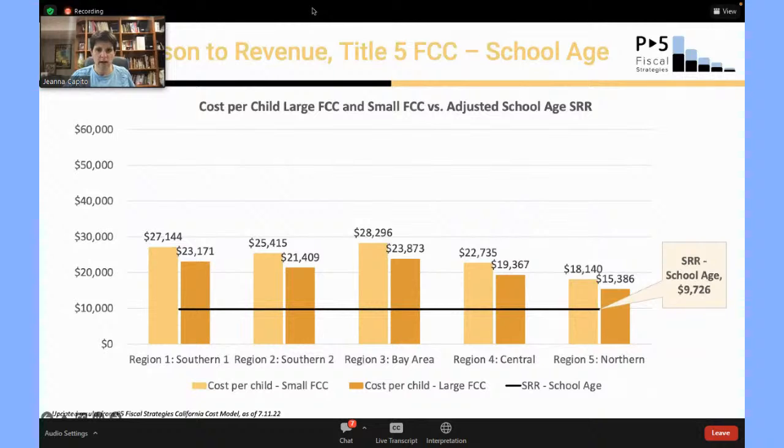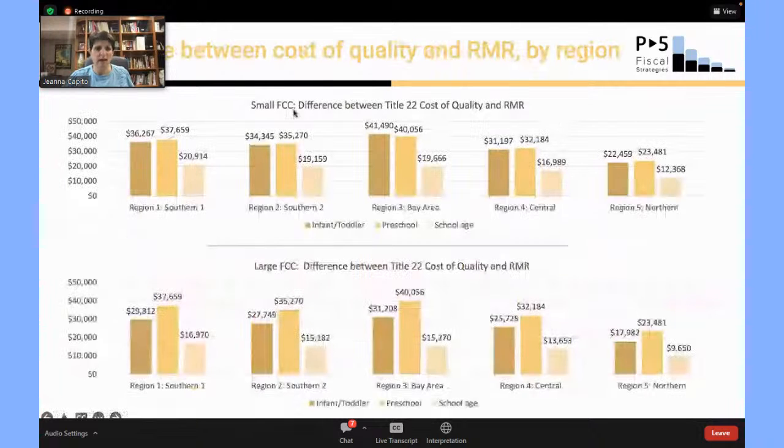All right, so the next thing that we're going to look at in similar fashion to what we looked at with centers is that gap comparison slide. And we thought that this might be helpful too, to have this idea of the gaps all in one place, right? So starting with the small home for Title 22, and then large home is the second part of the slide down there at the bottom, the difference between the Title 22 cost equality and the RMR, these are the different gaps all in one place. So you're seeing them across the different ages of children.